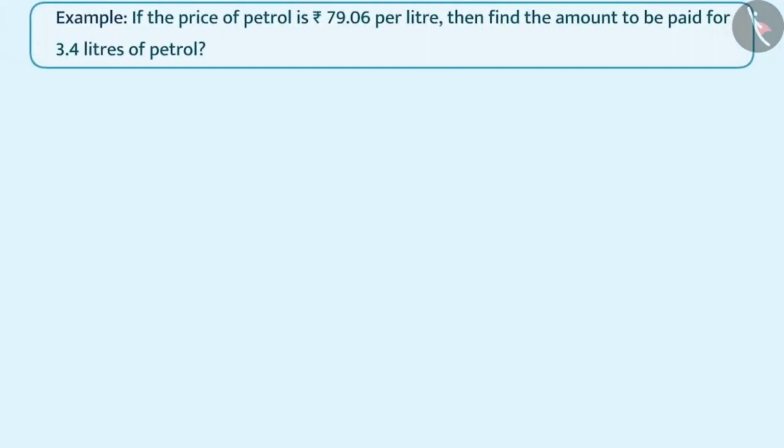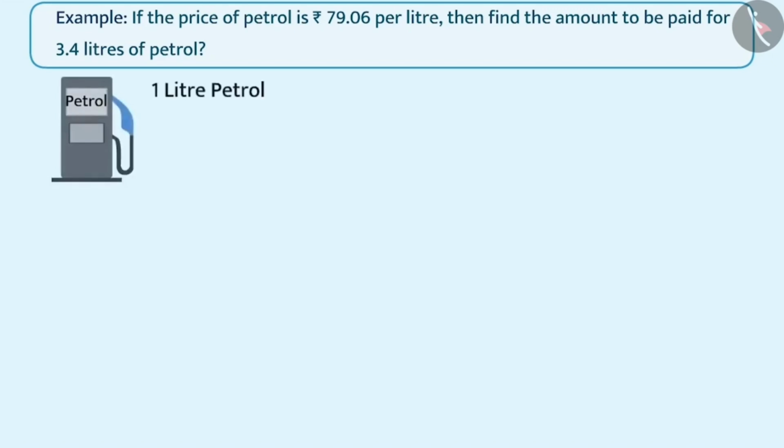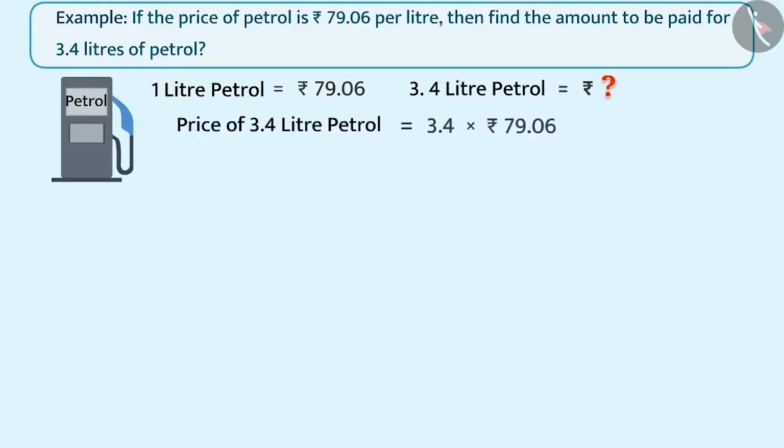Example 2. If the price of petrol is rupees 79.06 per litre, then find the amount to be paid for 3.4 litres of petrol. Since the price of petrol is rupees 79.06 per litre and we need to find the cost of 3.4 litres, we have to multiply rupees 79.06 with 3.4.